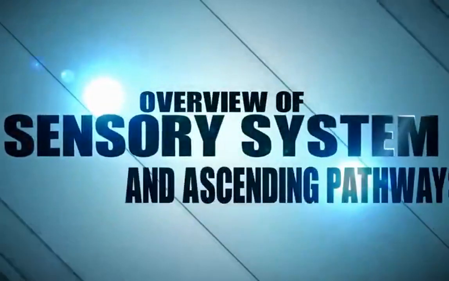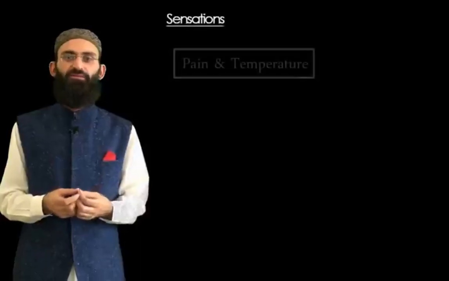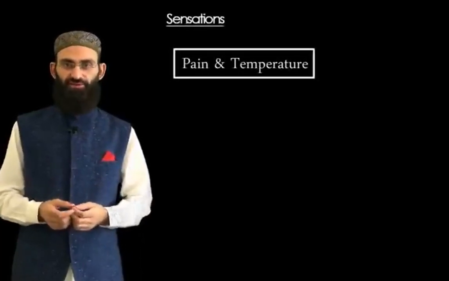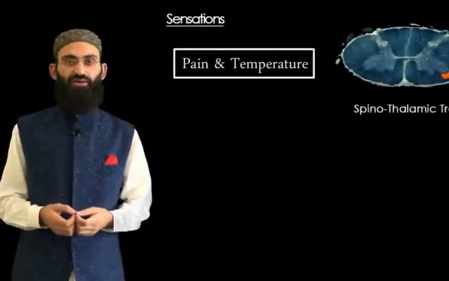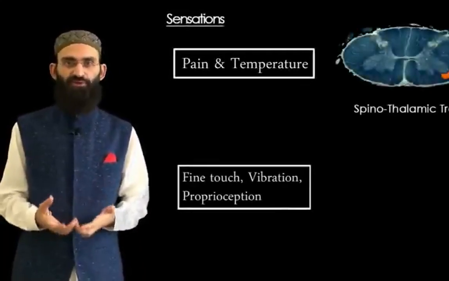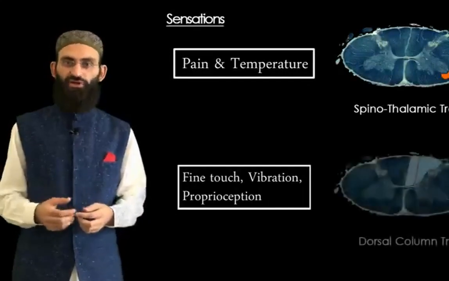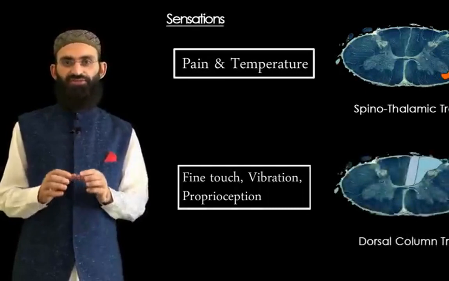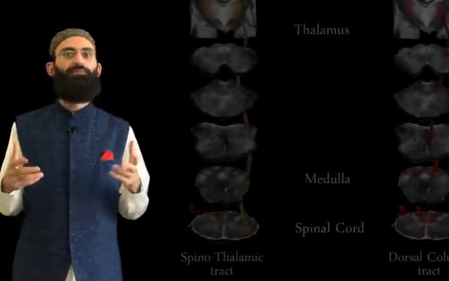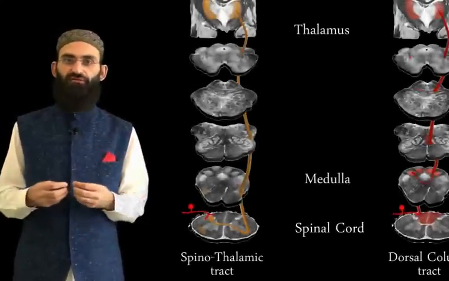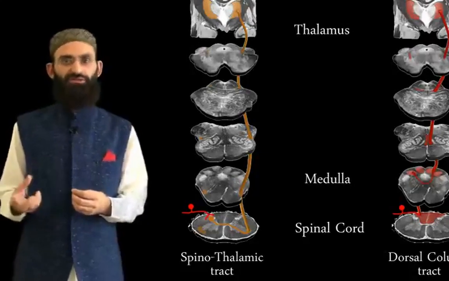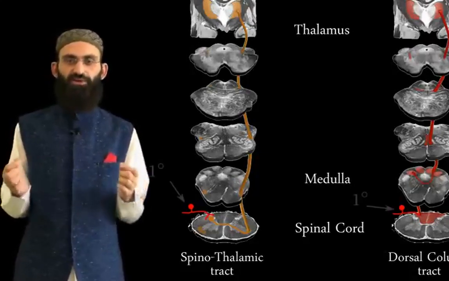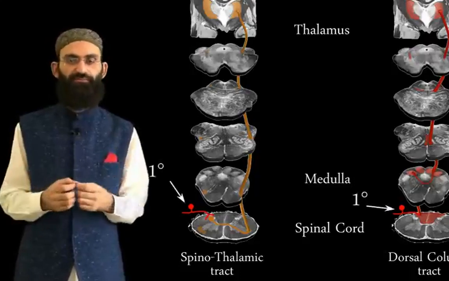Pain and temperature sensations are carried through the spinothalamic tract, while fine touch, vibration and proprioception are carried through the dorsal column tract. There are some general rules that apply to the sensory system. There are three orders of neurons in our sensory pathways. First order neurons are peripherally located. So for both the spinothalamic tract and the dorsal column tract, first order neurons are located in the dorsal root ganglion.